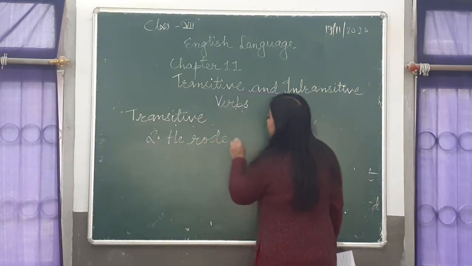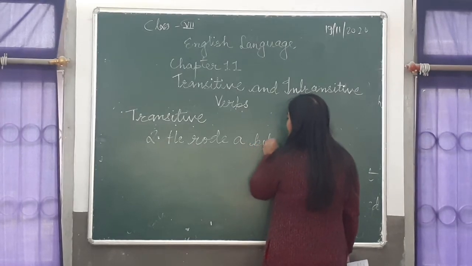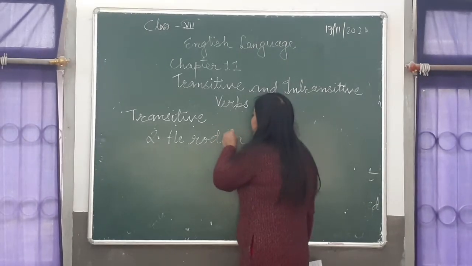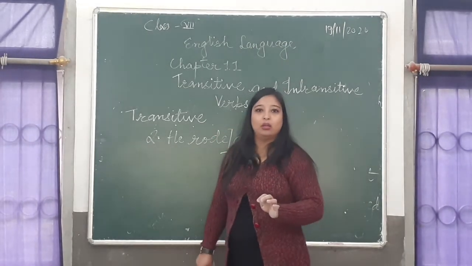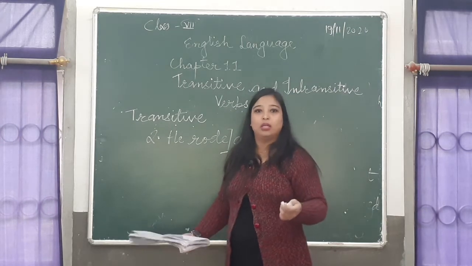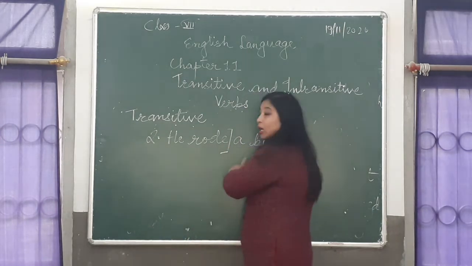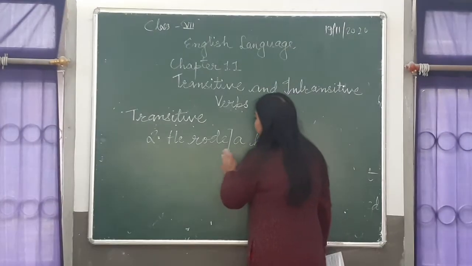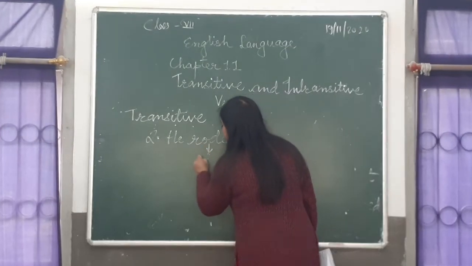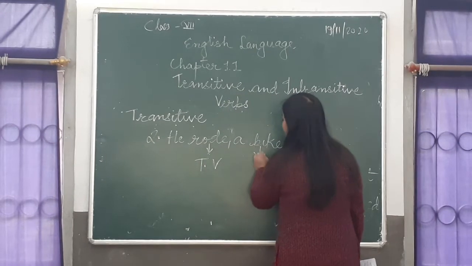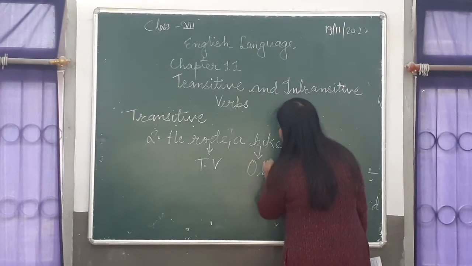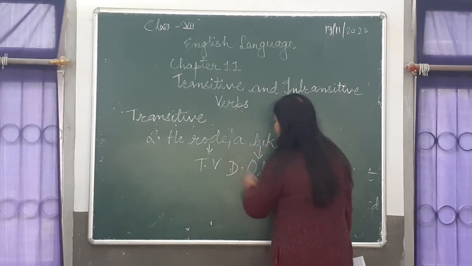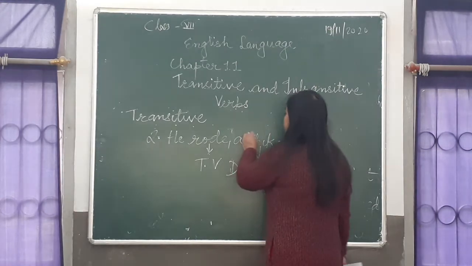He rode a bike. He rode what? Isn't it? If I say he rode, you will not understand the meaning. He rode what? Isn't it? He rode a bike. So it has to have an object. So this one over here, rode, is the transitive verb, and this one is the object, direct object. Rode what? A bike. Okay.